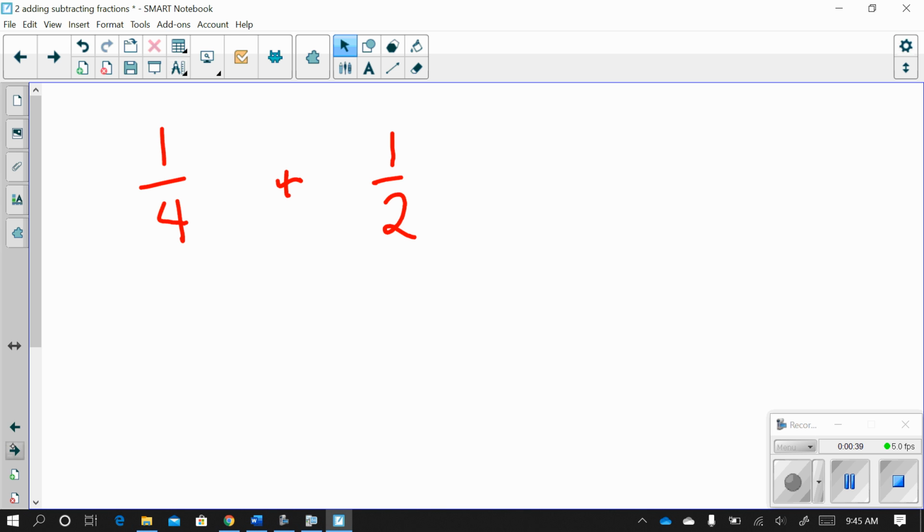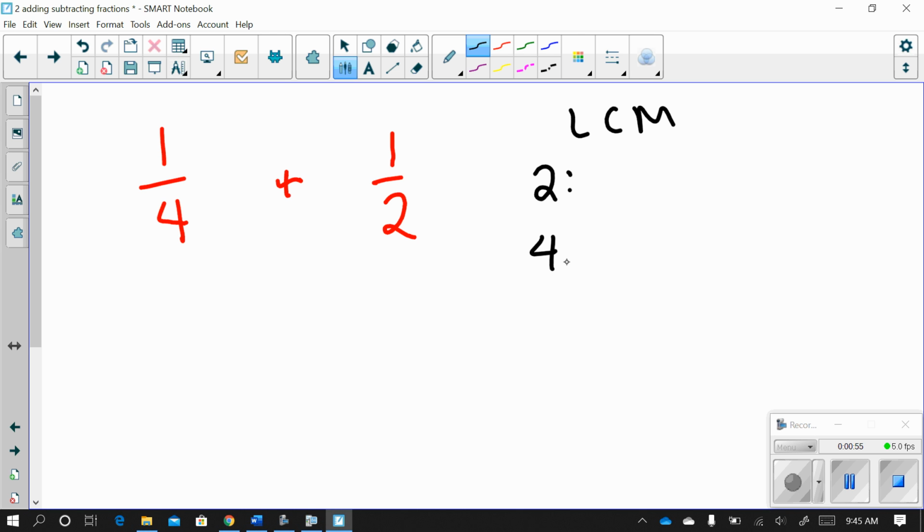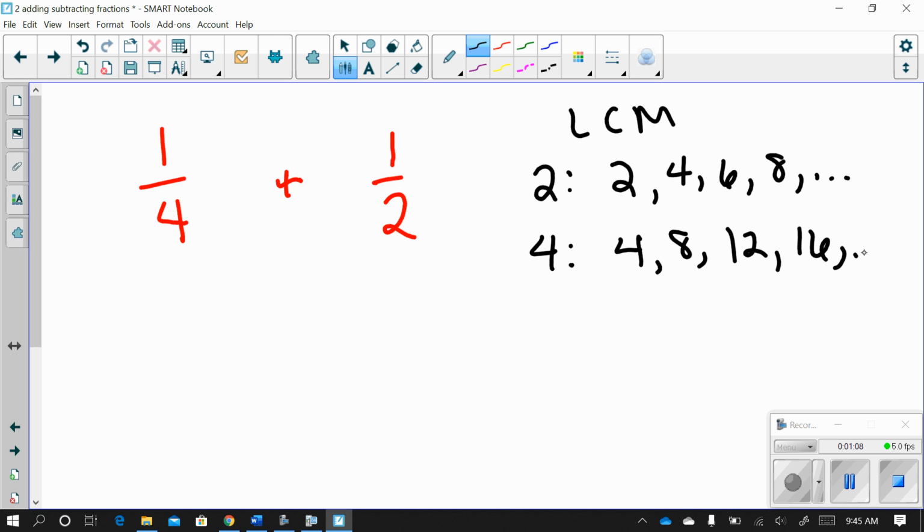All right, so we're going to start with 1/4 plus 1/2. Our common denominator is the least common multiple of 4 and 2. Now if you have trouble figuring out the LCM, what you can do is list the multiples of 2 and list the multiples of 4. What are my multiples of 2? 2, 4, 6, 8, and so on. And what are my multiples of 4? 4, 8, 12, 16, and so on. Now you look for what they have in common, and it's the smallest number. So the smallest number they have in common is 4.